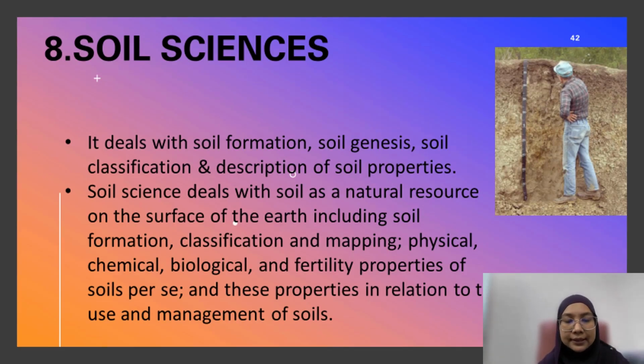Soil science deals with soil formation, soil genesis, soil classification, and description of soil properties. So soil science deals with the soil as a natural resource on the surface of the earth, including soil formation, classification, and mapping. And also we can analyze the fertility and properties of the soil, and also the way we want to manage the soil. For example, here we get the analysis of the soil on the field, and we are going to apply the nutrients or fertilizer. So based on the analysis, we know the available nutrients in the soil.